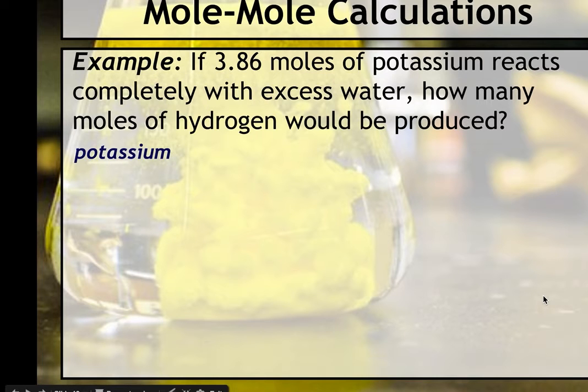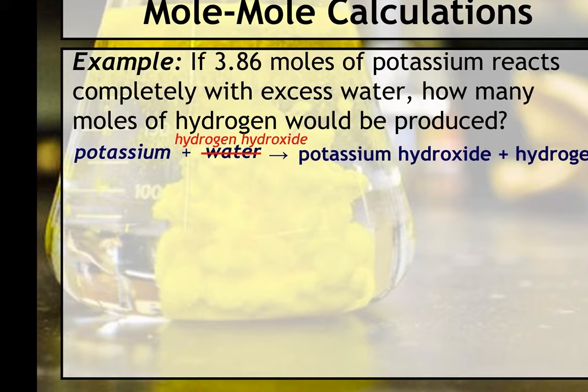Well, let's start with our word equation. Potassium plus water will produce potassium hydroxide and hydrogen. Now notice how this has been crossed off to write hydroxide, because we can look at water as being HOH as far as its chemical formula. Hydroxide is an OH. So let's take a look at this in symbols and it'll make a little more sense.